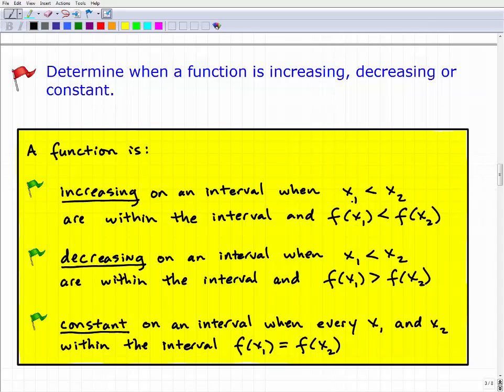x sub 1 is one particular x value, x sub 2 is another particular x value, and f of x sub 1 is when we take that x sub 1 value and plug it into the function, and then f of x sub 2 is when we take that x sub 2 value and plug it into the function, etc. I'm not going to read all of this, but let's talk about what this means.